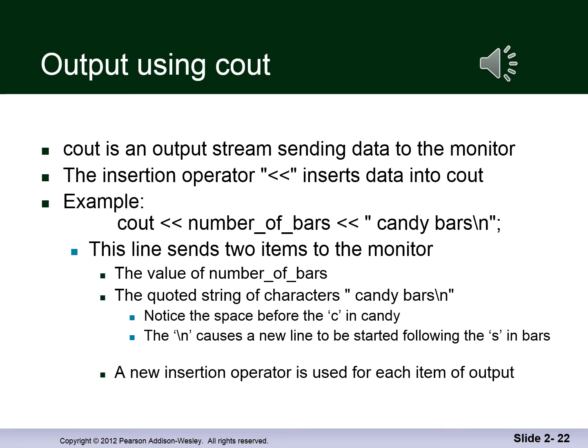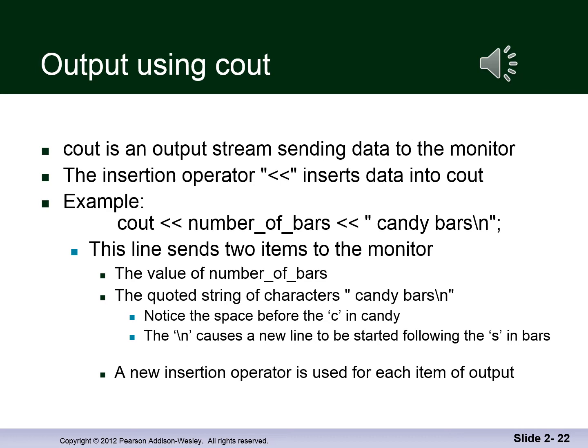We're going to generate output using the cout statement. Cout is an output stream that sends data to the monitor. The insertion operator inserts data into cout. So here's an example program statement. If I want to send output to the monitor that includes the value stored in the variable number of bars, followed by a space and the literal text candy bars, ending with a new line, I use this cout statement.